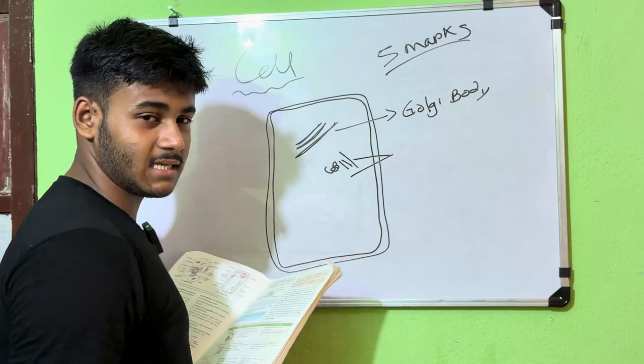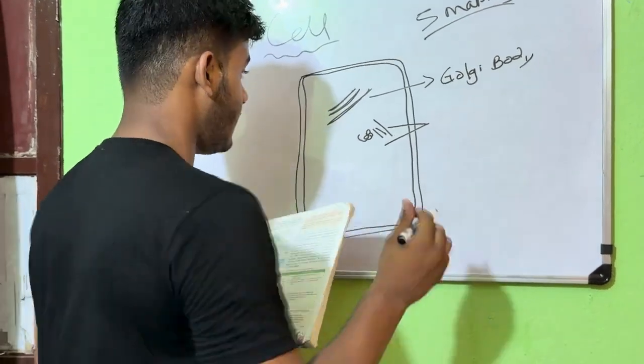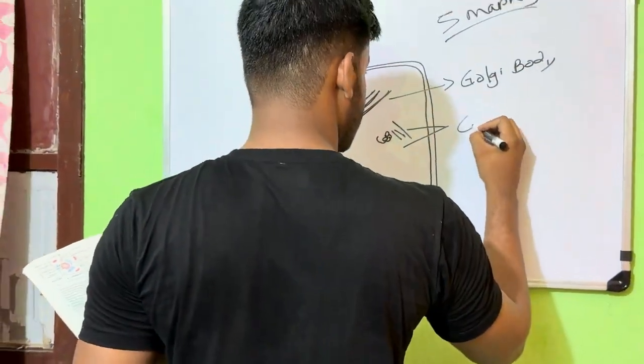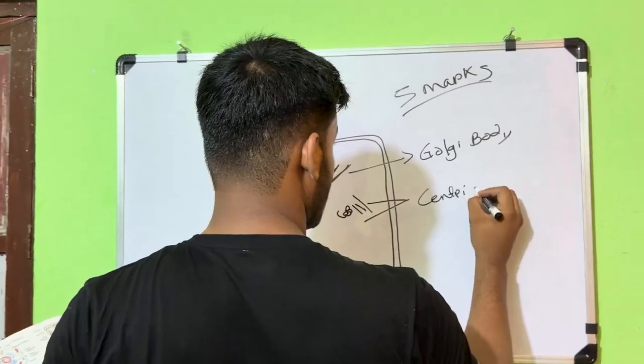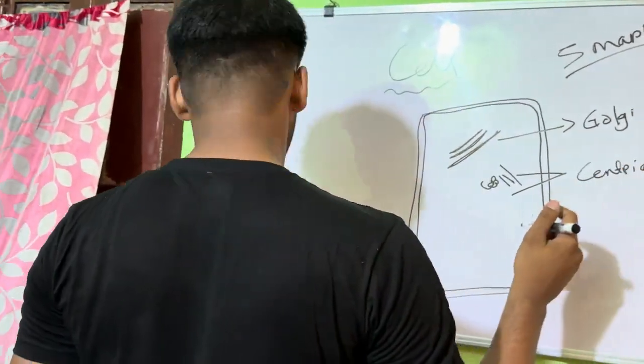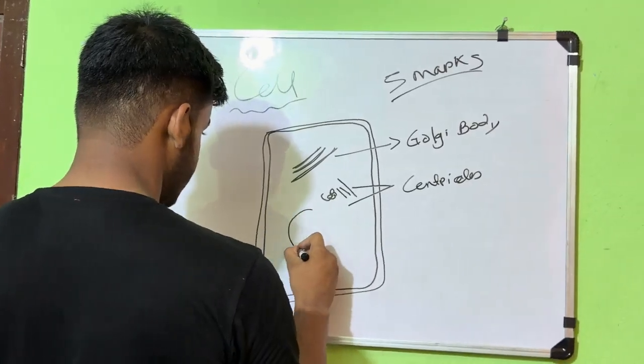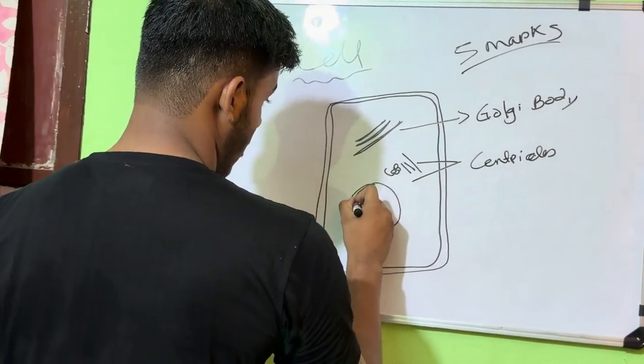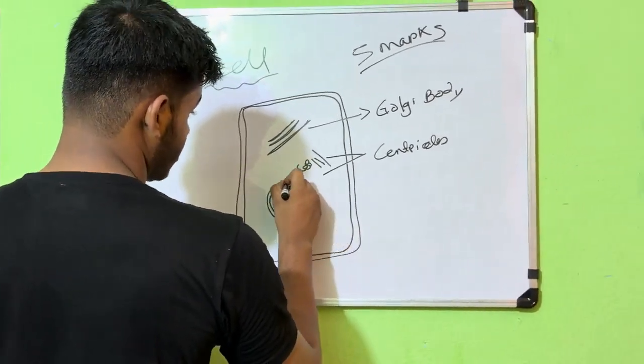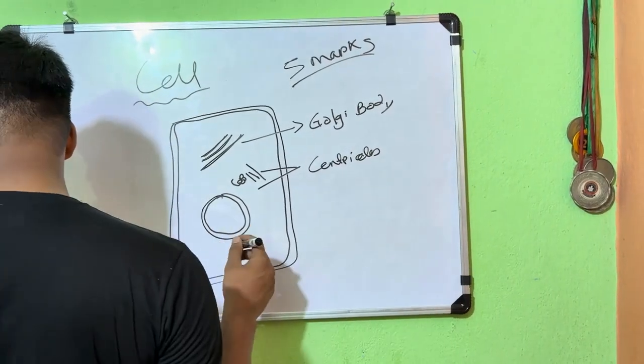If you are getting some background noise, please ignore it. Now the next thing, that is centrioles. What are the functions of centrioles? And then the last thing, that is nuclear pore. It is very important, guys. Trust me. It is the main powerhouse of the plant. It is also known as the powerhouse of the plant or the animal cell.